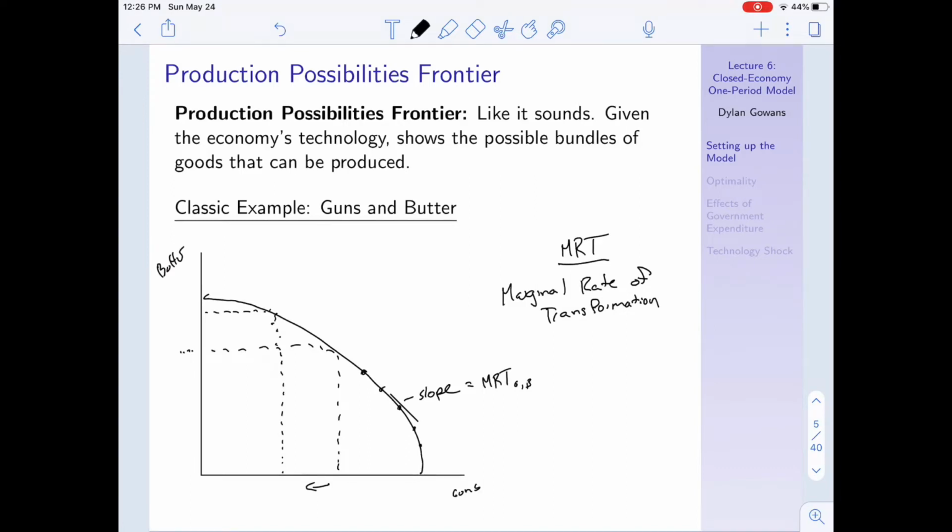So it's this idea that I'm transforming guns into butter. I mean, not directly, but effectively that's what it is, right? I'm taking away productive resources from guns and using them instead for butter. And the slope of the line here is giving us the rate at which I can do that.